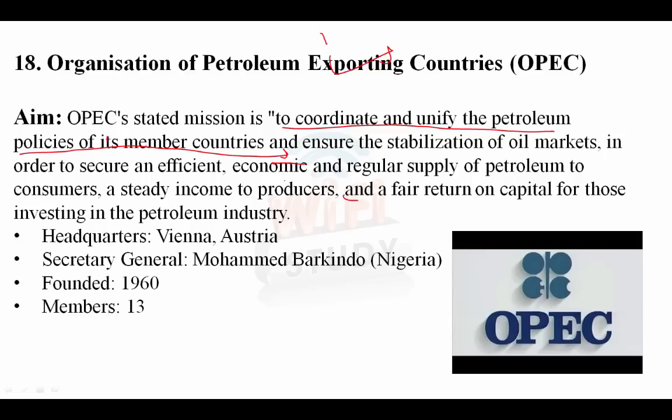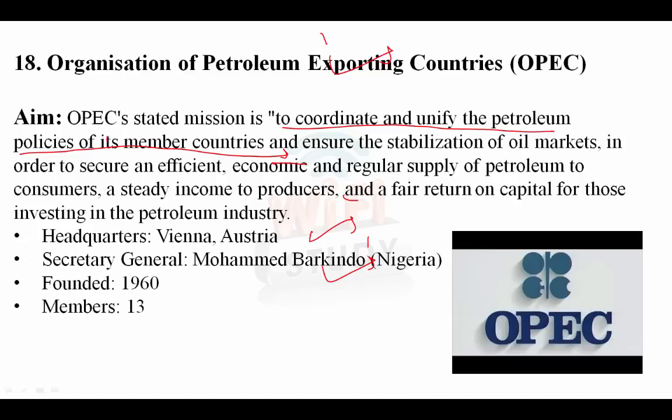So the aim of this organization is to stabilize the oil prices in the market, and an economic and regular supply of petroleum is important. They want to provide this to the consumers on a regular basis, and a steady income to producers who produce oil, and a fair return on capital for those investing in the petroleum industry. Its headquarters is also in Vienna, Austria.